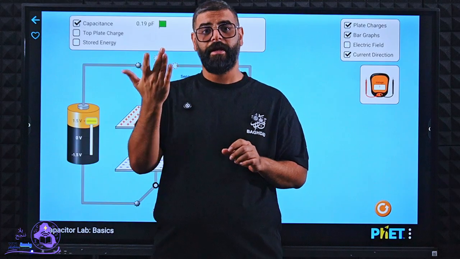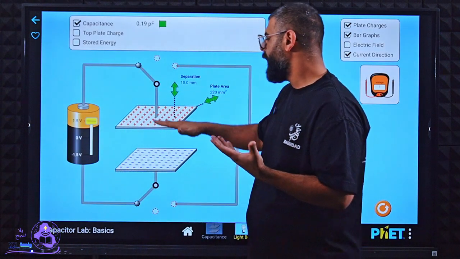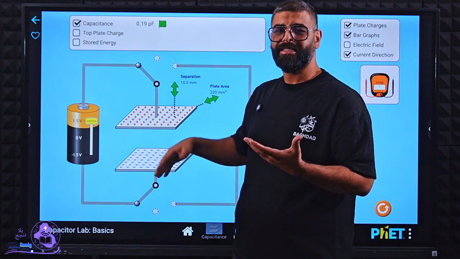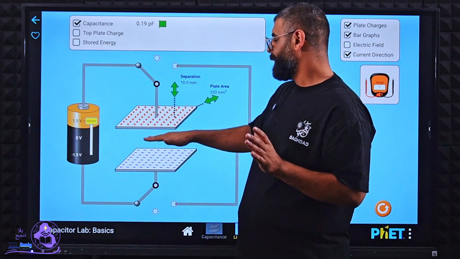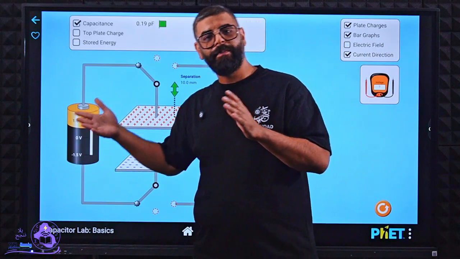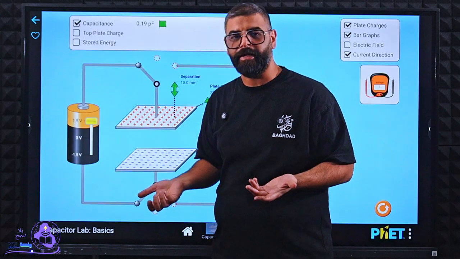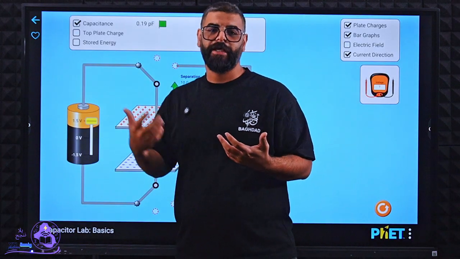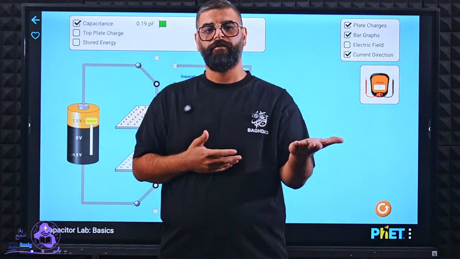There is a third element. The third element is what is between these two parallel plates. Is it only air between those two parallel plates? That means something. And if it was something else, like a dielectric, if we put a dielectric here, this will also affect the capacitance of the capacitor.